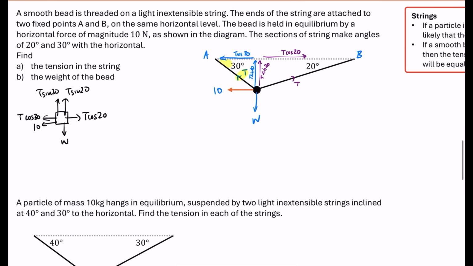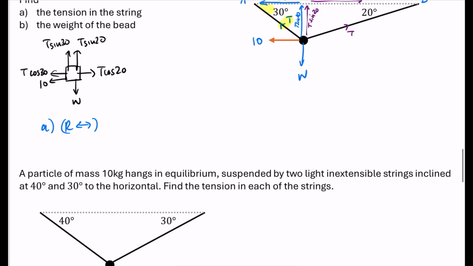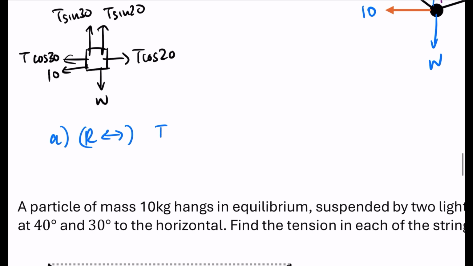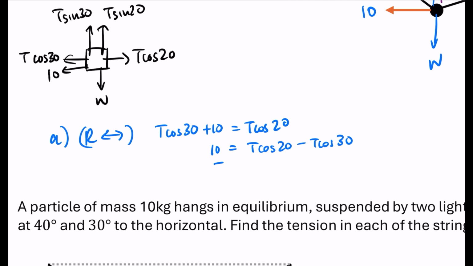So it's just now a case of resolving up and down and left and right. I think the one that makes most sense to start off with first is resolving in the left and right direction, because the up and down has a W, so going left and right is going to be much better. So I know from the left and right that T cos 30 plus 10 is equal to T cos 20. So I'm going to put the T cos 30 onto the other side, so it'll be T cos 20 minus T cos 30.